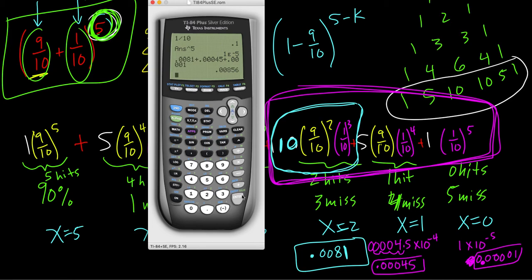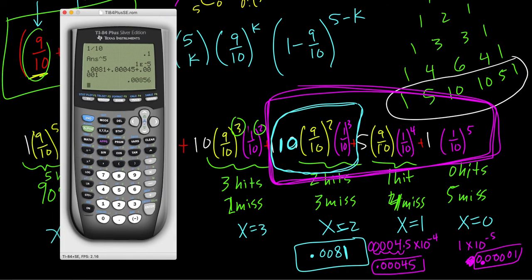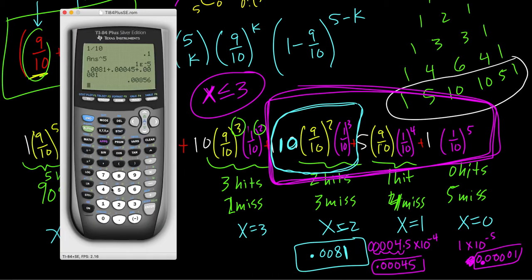So it says at most 3 times. Oh, so we also have to include the 3. All right, let's do that too. So at most, so we're basically saying x is less than or equal to 3. So we need to figure this one out as well. Okay, go back to the calculator. So 10 times 9/10 raised to the 3. And then we're going to times that by 1/10 raised to the 2. 0.0729.